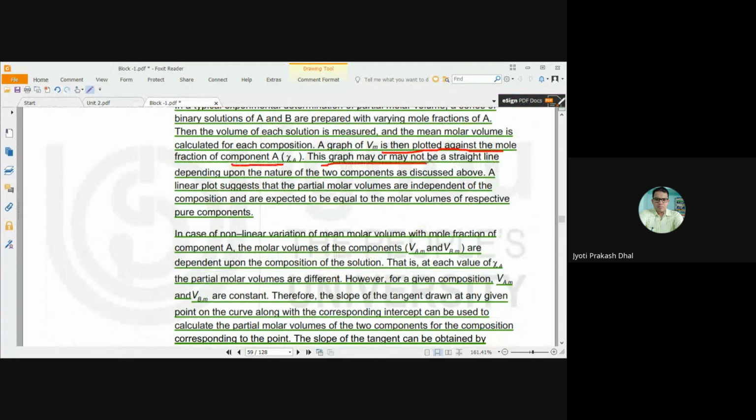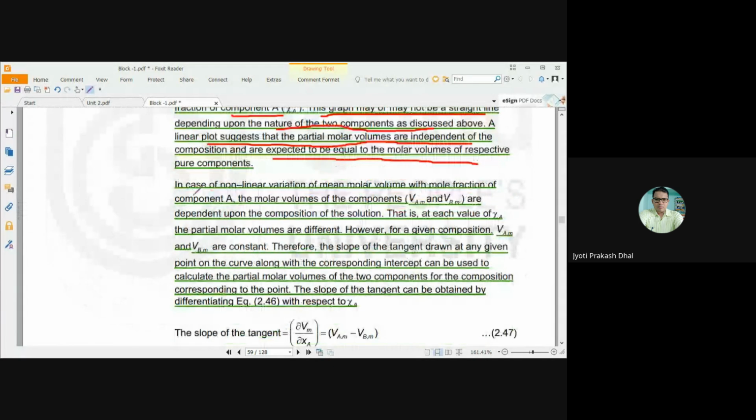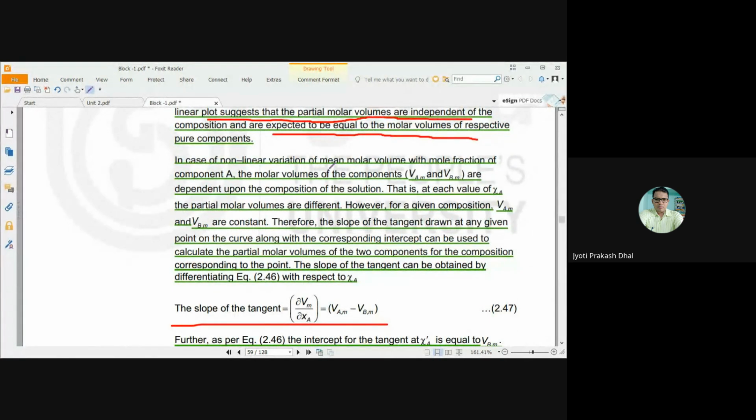This graph may or may not be a straight line depending upon the nature of the two components as discussed above. A linear plot suggests that the partial molar volumes are independent of the composition and are expected to be equal to the molar volumes of the respective pure components, that is in the case of an ideal solution. But in case of non-linear variation of the mean molar volume with mole fraction of the component A, the partial molar volumes VAM and VBM are dependent upon the composition of the solution. That is, at each value of chi A, the partial molar volumes are different.